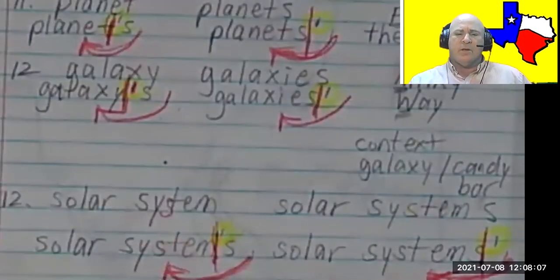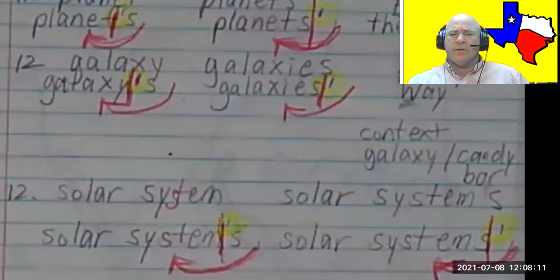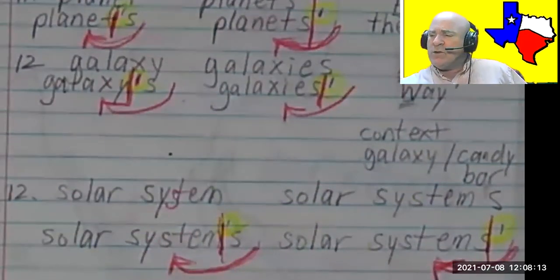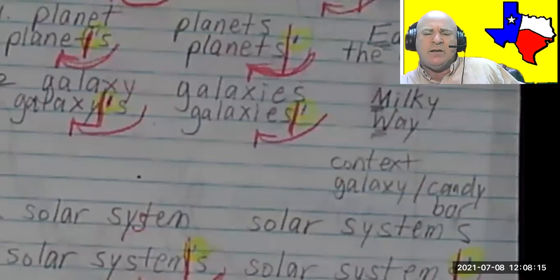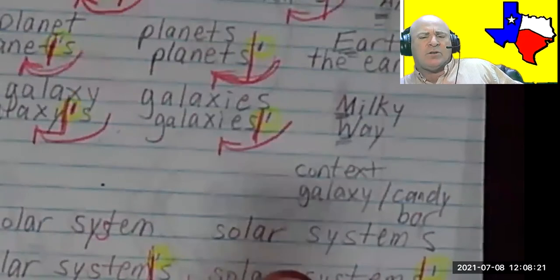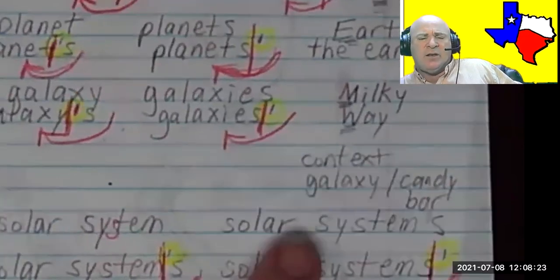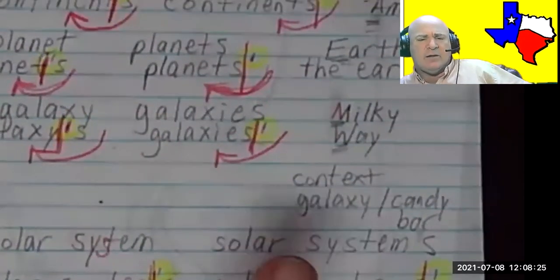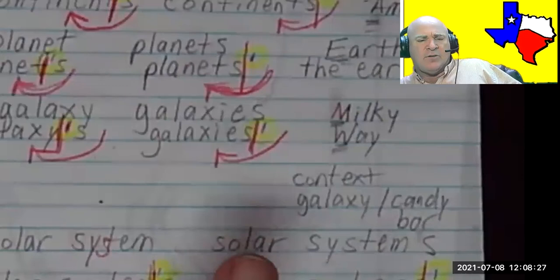Singular, plural, solar systems. Solar has to do with the sun. How many different solar systems are there? Well, there's probably one solar system for each sun that's out there in the universe.